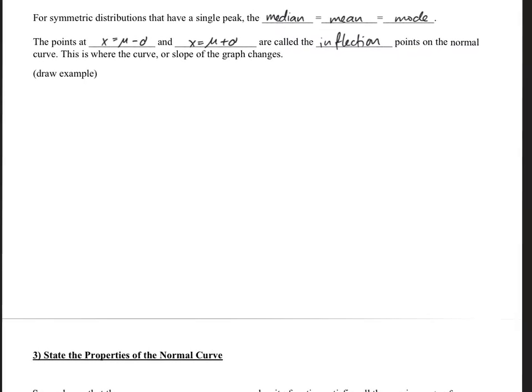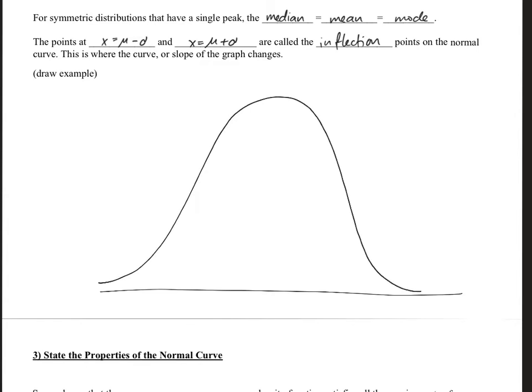So let's take a look at an example of what I'm talking about. All right, let's say we have our graph line, and then we have our normal curve. Let me draw that end a little bit better. Okay, so we would have our mean, median, and mode right in the middle. Okay, mean, median, and mode. And then we have the other important parts called the inflection points. So that is where our curve changes.